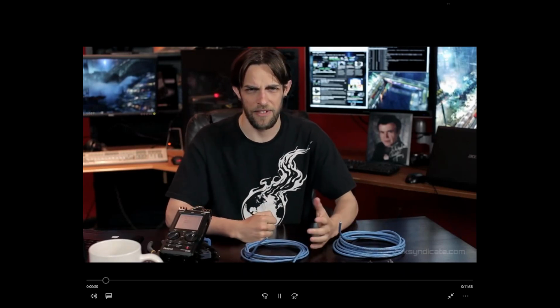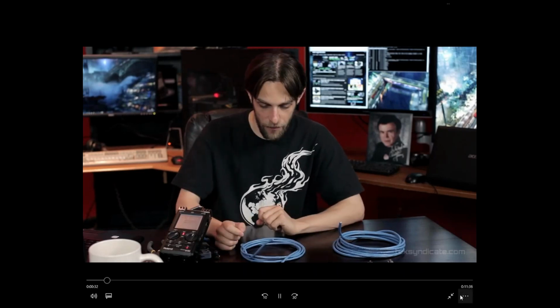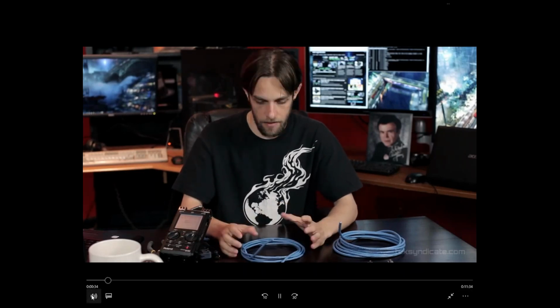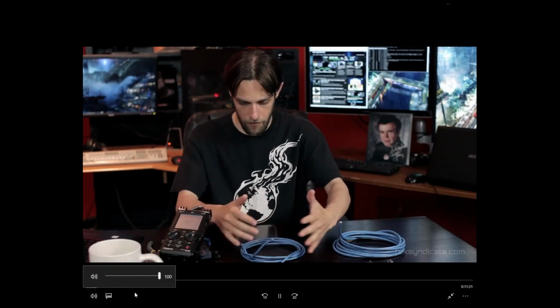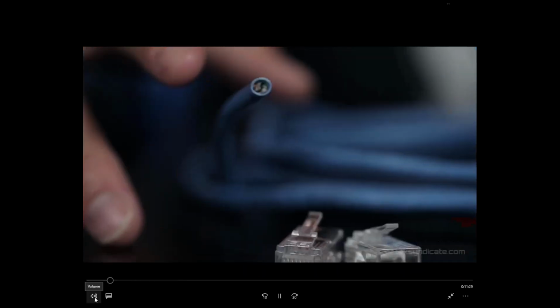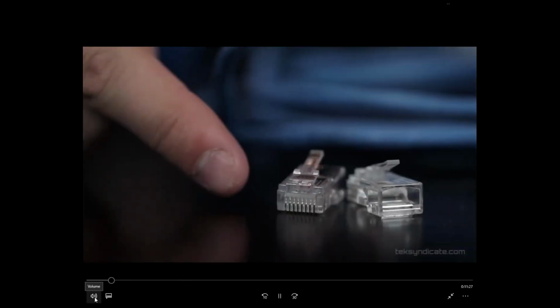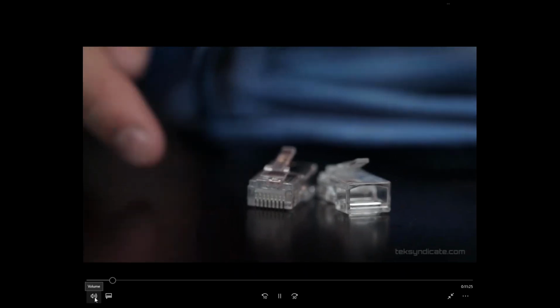They're simple. They're easy. We're going to need a Category 5E or Cat 5E patch cable. So we're going to have a length of cable that we've selected. We've got one about 10 feet right here. And we're going to need two modular plugs, RJ45.